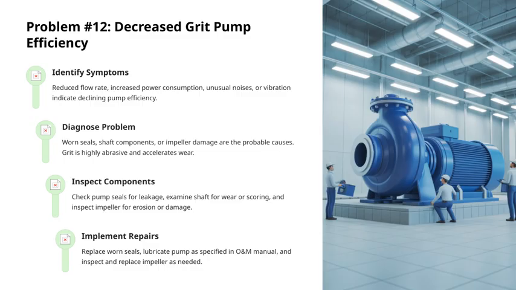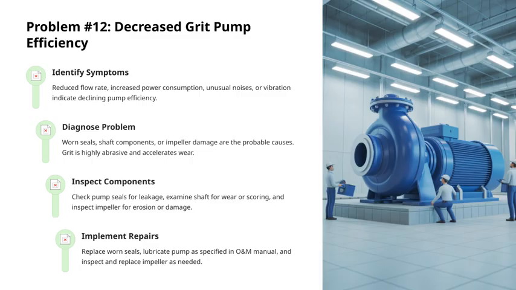To diagnose the issue, we need to consider common causes. Worn seals are a frequent culprit, as they can lead to leaks and decreased efficiency. Shaft components may also wear out over time, and damage to the impeller, like erosion or cracks, can severely impact performance. It's important to remember that grit is highly abrasive, and this accelerates wear on these parts.